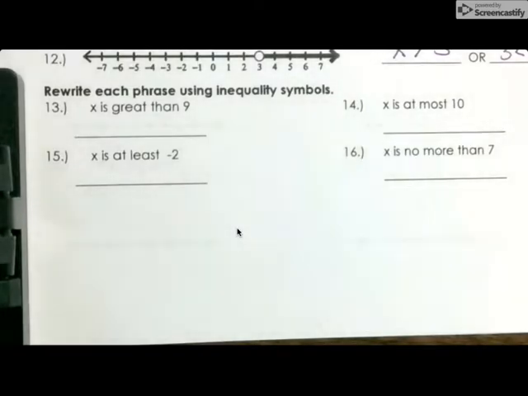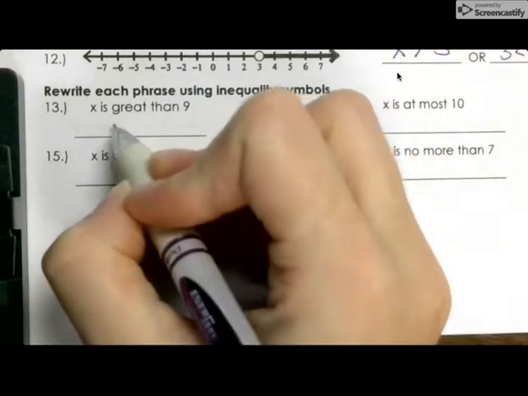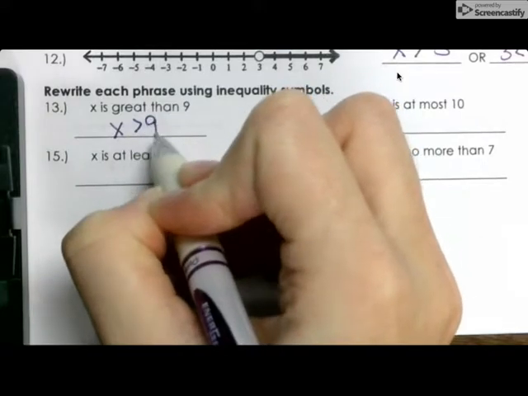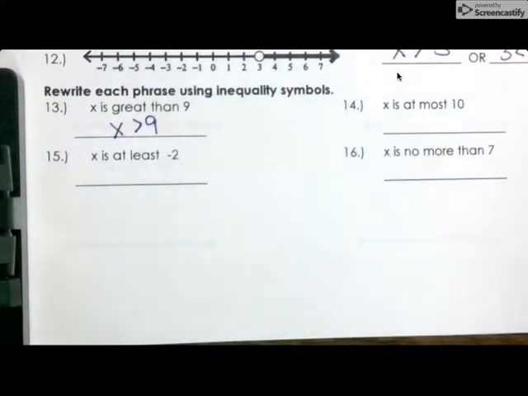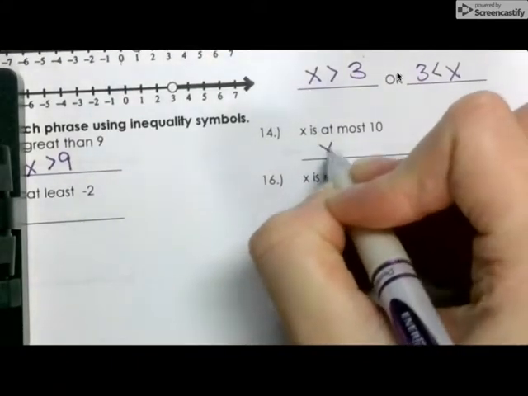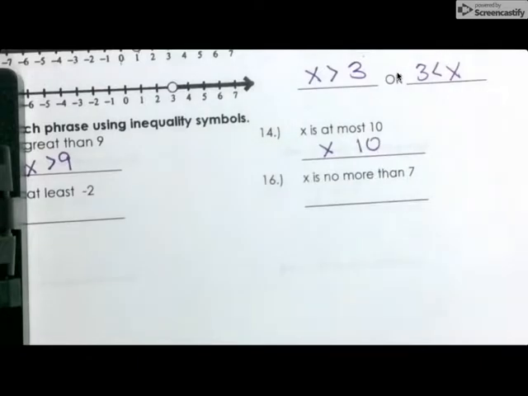All right, so looking at these now, rewrite each phrase using inequality symbols. X is greater than 9. X is at most 10.